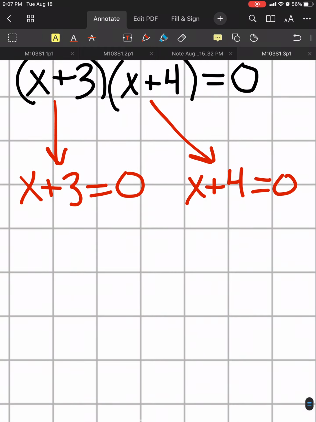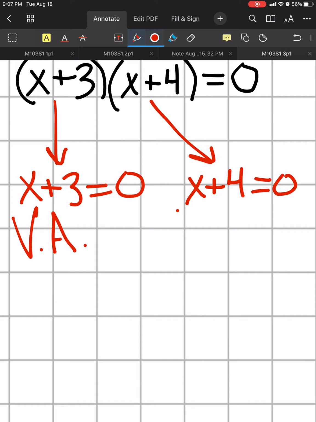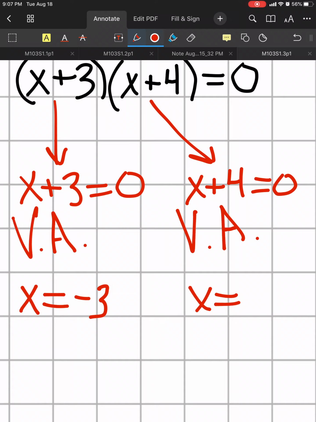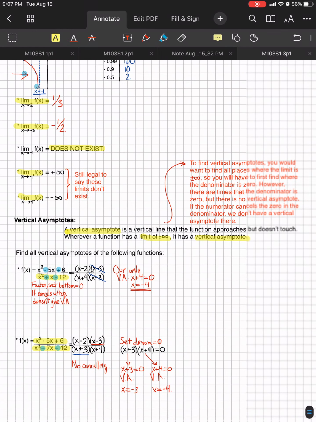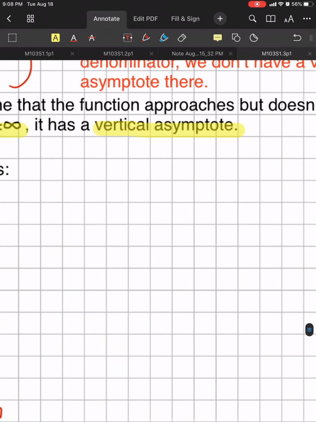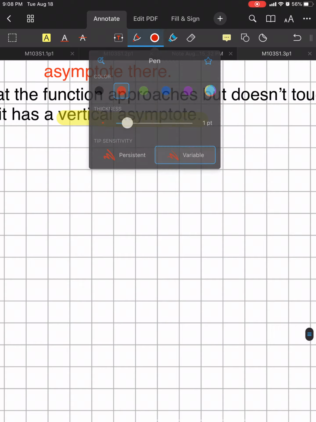So each of these is going to give us a vertical asymptote. And our first one is going to be x equals minus 3. Our second one will be x equals minus 4. So we get 2 vertical asymptotes there. All right. So hopefully that made sense. That's pretty much chapter 3, or section 3 of chapter 1.